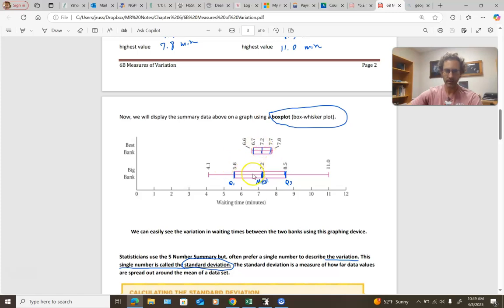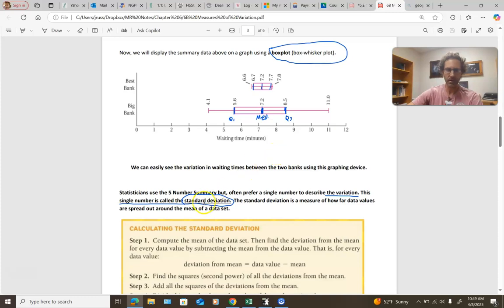And we had looked at these two box plots. And so we kept referring back to those same two data sets, those waiting times at Big Bank and Best Bank. Okay? And we kind of left off starting to talk about the standard deviation. So we really need a more robust way of measuring the variation of a data set, because the range just isn't going to cut it.